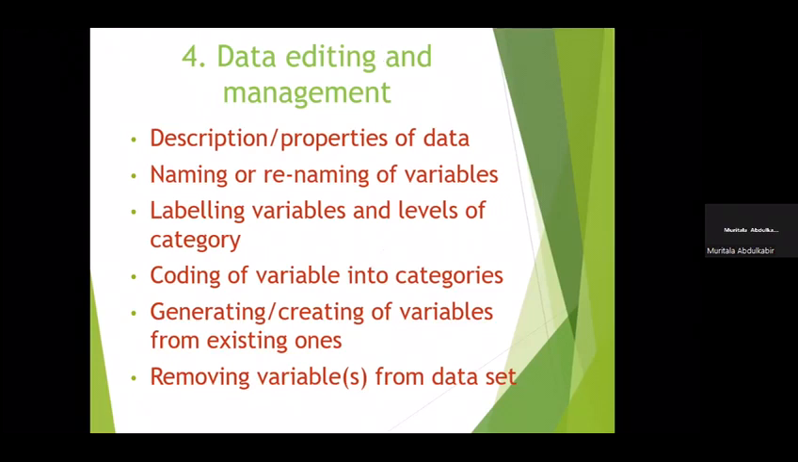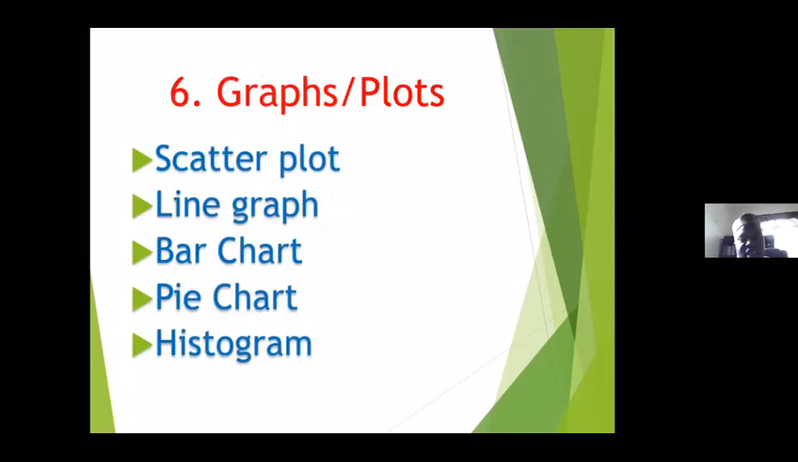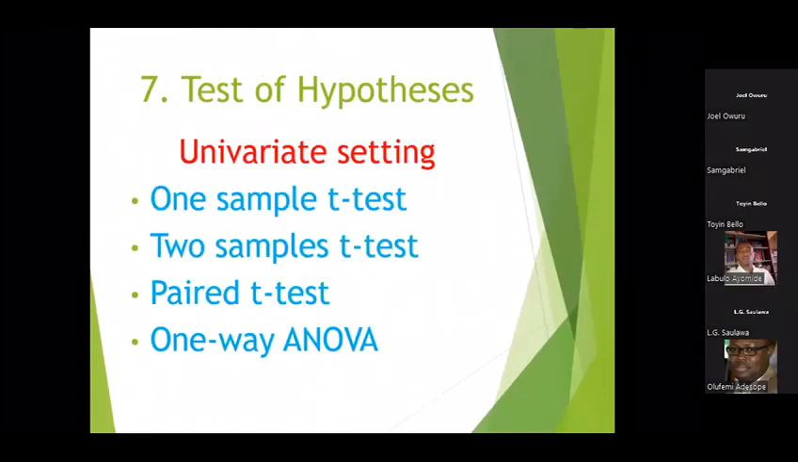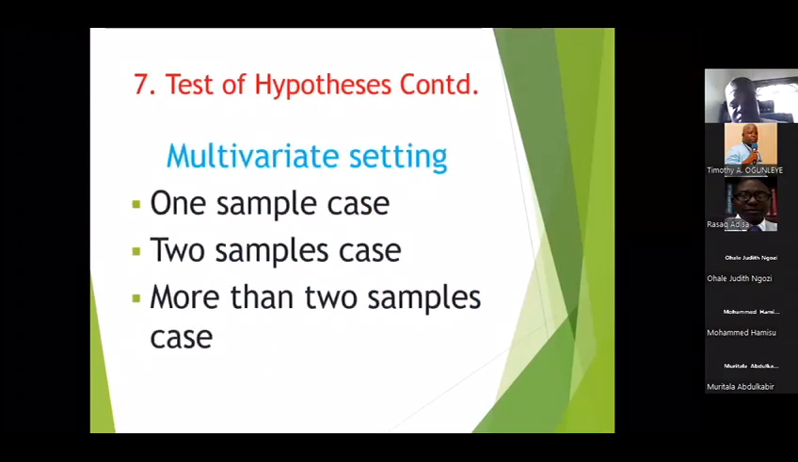Okay. So we look at the data management in preparation for actual data analysis. We are going to also look at descriptive statistics. Then from there, we look at the graphics, the scatter plots, line graph, among others. Then, as I've said, the inferential statistics that we are going to look into are tests of hypothesis. Under the univariate setting, we are going to look at one sample t-test, two sample t-test, and one-way ANOVA. Then we are going to consider the multivariate setting. This is when we have more than two dependent variables or response variables. So we are going to look at the one sample case, two sample case, as well as when we have more than two samples.